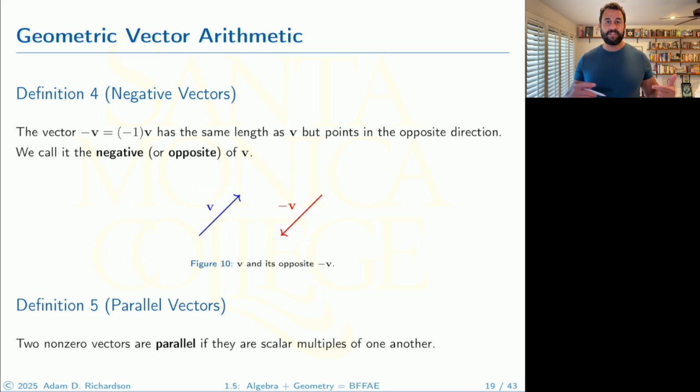And now that we have this notion of scalar multiples of vectors, we can talk about parallel vectors. So two non-zero vectors are parallel if they're scalar multiples of one another, right? You've heard the word parallel before, I'm sure. It means the exact same thing as it meant before. They don't intersect. If they were to continue on forever, they would never intersect.